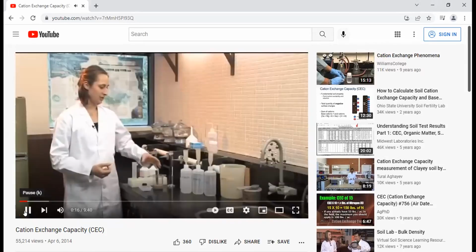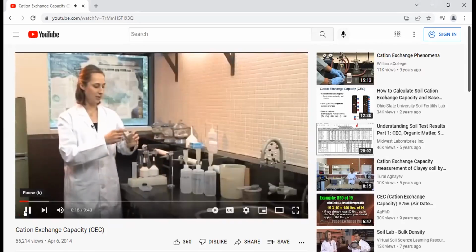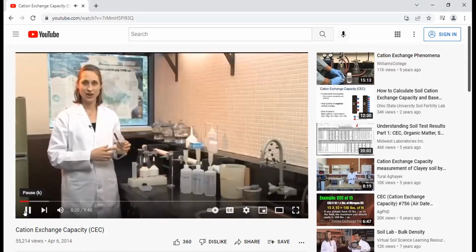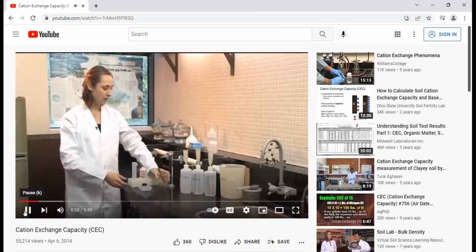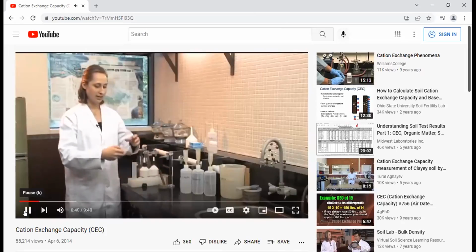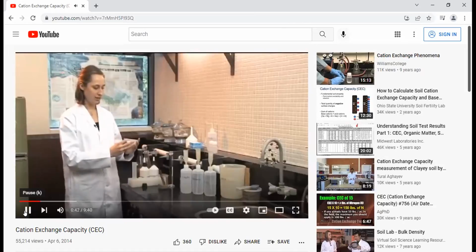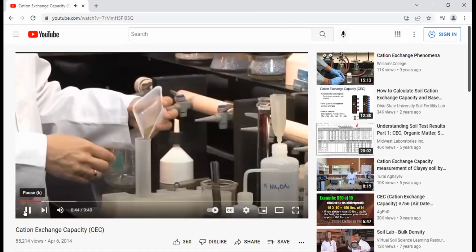The first thing we want to do is take our soil sample. Again, it's air dried, sieved to 2 millimeters. And the amount that we weigh is going to depend on the organic matter content of the soil. If it's low organic matter, we want to use about 10 grams. If it's a high organic matter soil, about 2 to 5 grams. I've already weighed out a sample, and we're going to put that into a 100 ml centrifuge tube.